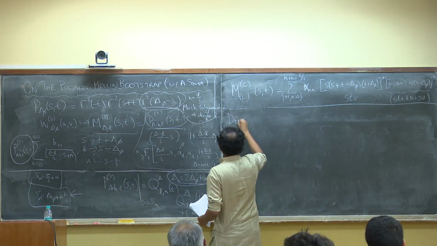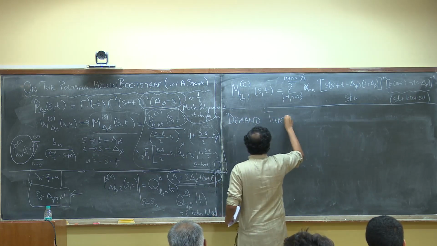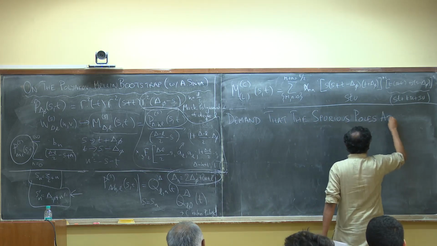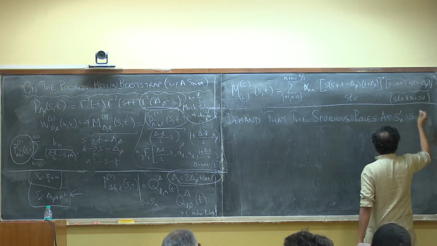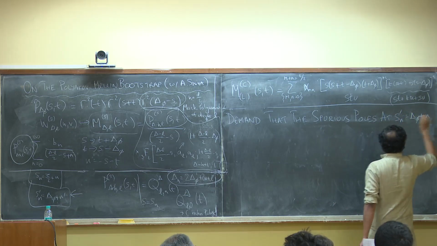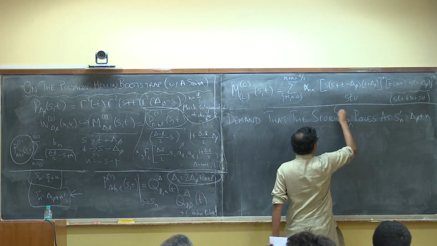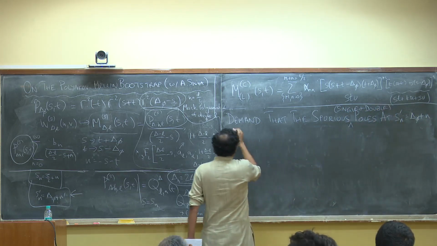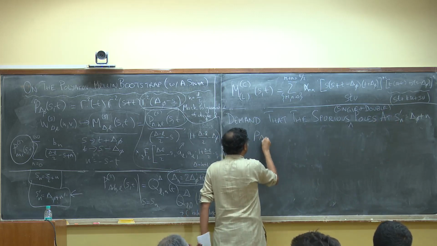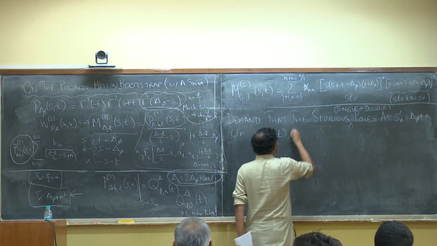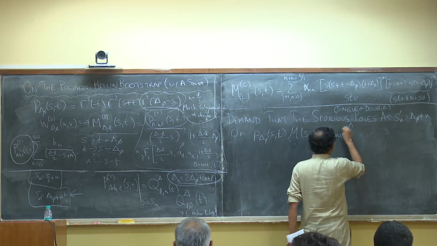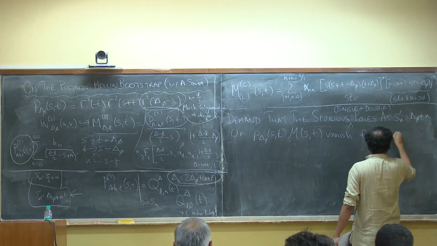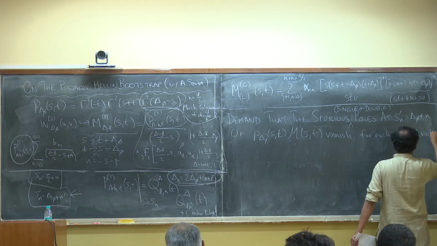So now we just demand that the spurious poles at S prime, n prime, spurious poles, single and double, of this whole amplitude vanish for each n, of course, and each L prime. So now what is L prime?